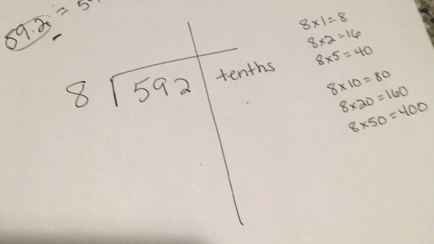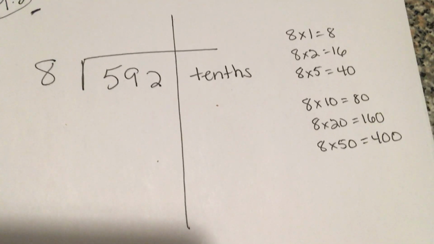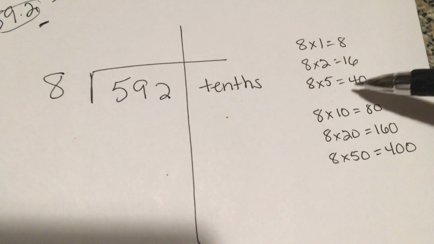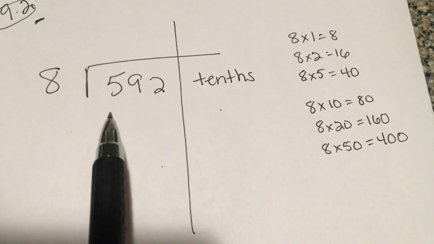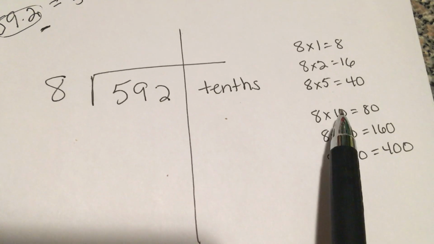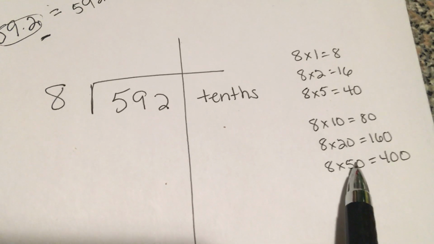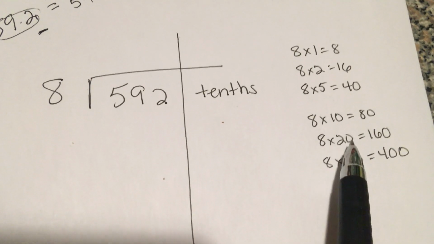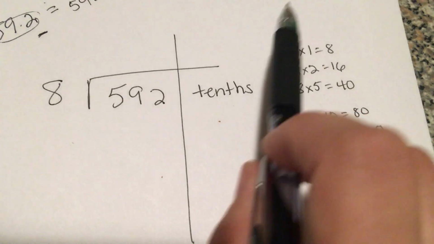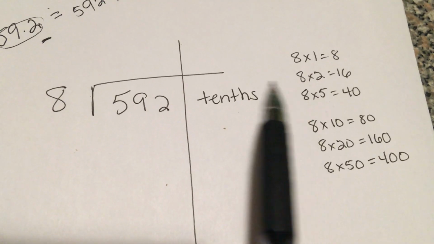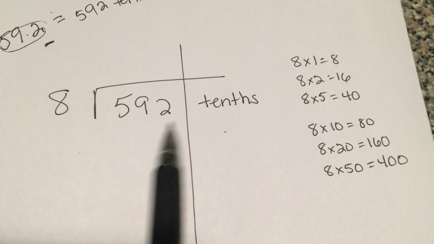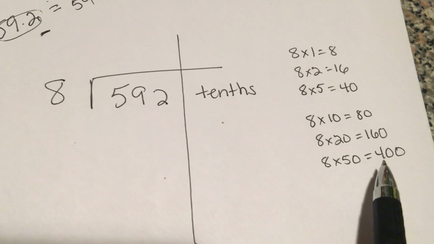So when you're doing partial quotients, the first thing you want to do is always list some friendly facts. So I did times 1, times 2, and times 5. But what I noticed was that only got me up to 40, and I'm dealing with a big number. So I took times 1, times 2, and times 5, and added zeros to those to get larger pieces. Times 10, times 20, and times 50. I want to start subtracting with the biggest number in my set that's closest to 592 without going over. When I look down my list, I see that that's 400.